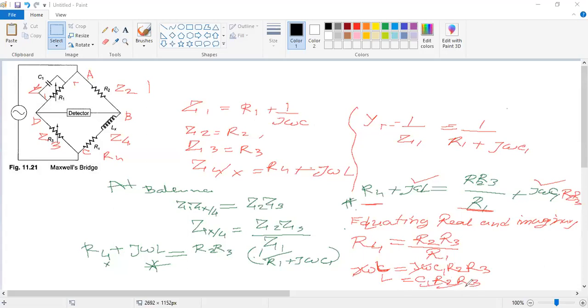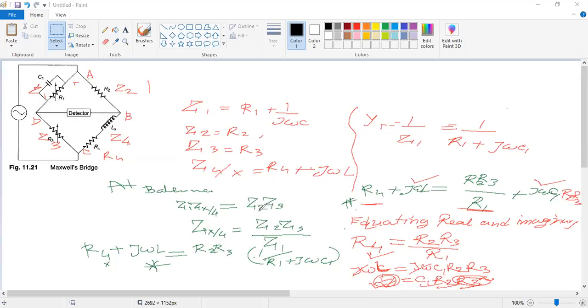So this part is known to us, this part is known to us, only the R3 is varying, only the R3 value is changing. So if I put this, then we can find out the L. In this way we can find out the L value, and the R value, R is also unknown, R is R2 into R3 by R1. In this way we can find out an unknown value of an inductance and an unknown value of the resistance of this inductance.